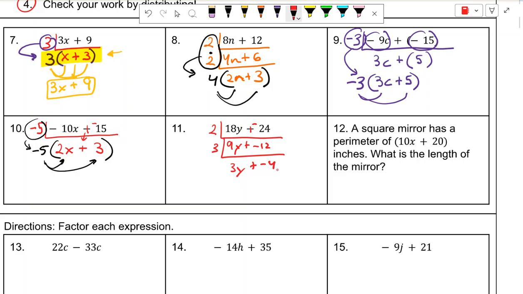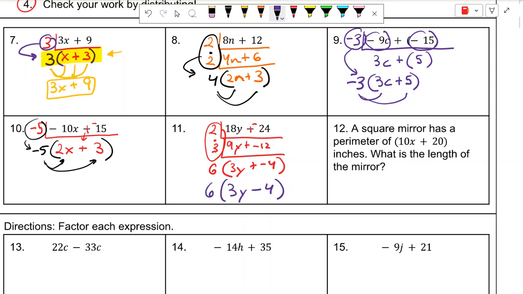Now I can't take out anything else, but if you put the parentheses around this right now and multiply these, this is 2 times 3, which is 6. Now if you look, it's correct, but there's a better way to write this, as we learned earlier in this unit. And that is 6 times 3y minus 4 is the better way to write the answer.